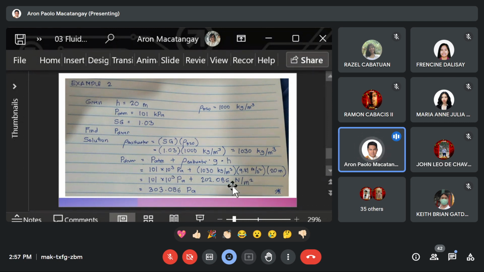But remember, Newton per meter squared is equal to 1 Pascal. That is why I brought out the 10 to the third. Since Pascal and Newton per meter squared are equal, I can combine them directly. And if you do that, you would get 303.086 Pascal.